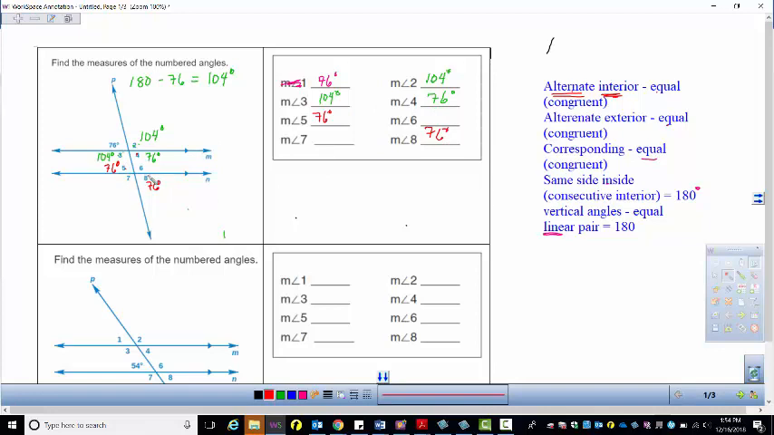And then here I know that 7 and 8 are a linear pair. So again, if I take 180 minus 76, I have 104. So this one is 104 degrees. So 7 is 104. And that would mean angle 6 would be the same because they are vertical. So 6 is also 104.